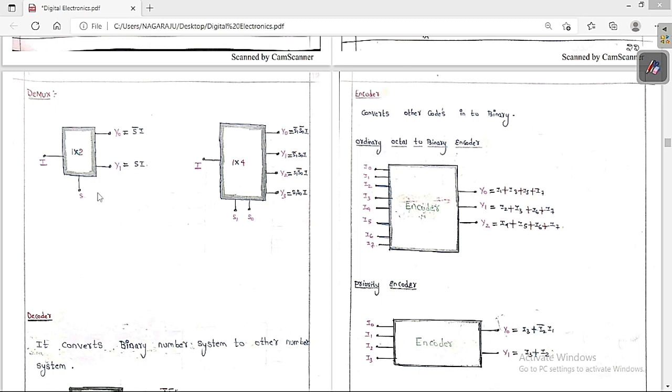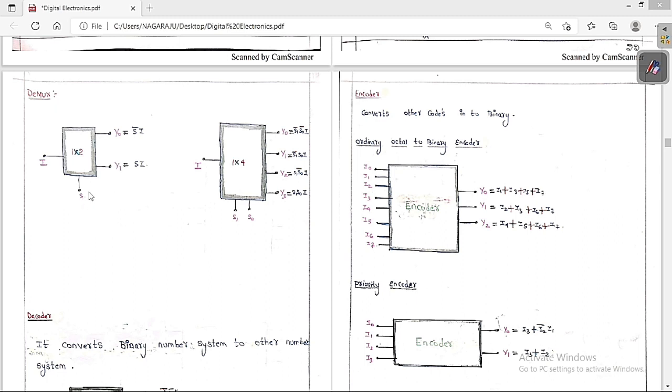Now suppose I take 1 cross 2. 1 cross 2 means one input, two outputs and one select line. Then this input I is given to each and every gate inside the block, so we are going to get y0 and y1. Y0 is equal to S bar into I, and y1 is equal to S into I. So like this we are going to get.